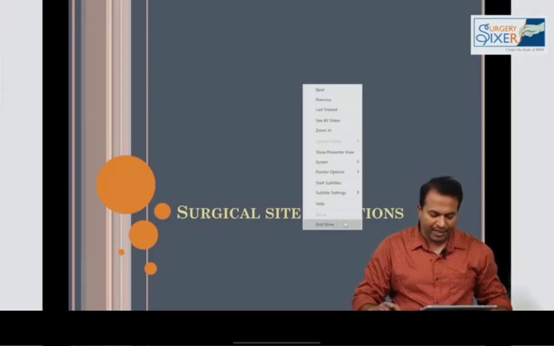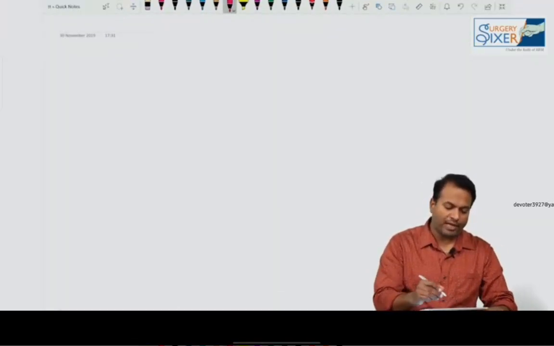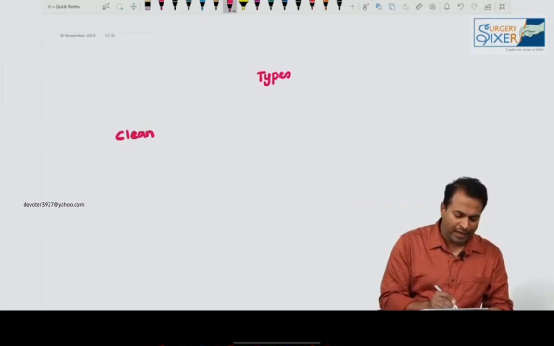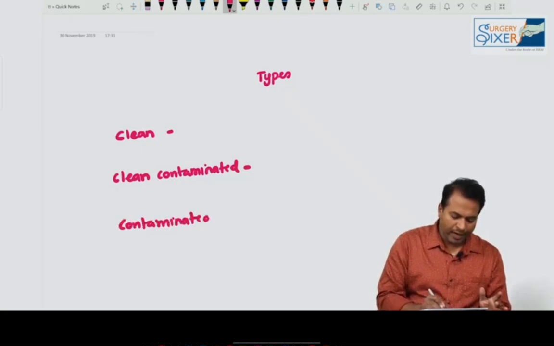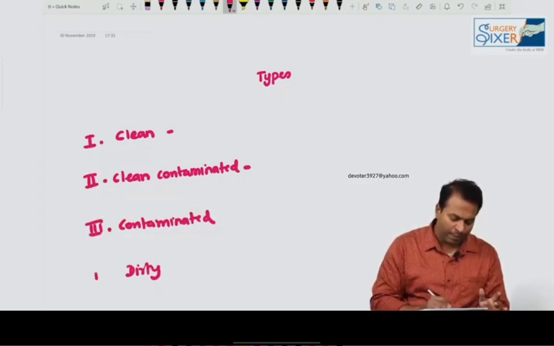To understand surgical site infection, you should first of all know what the types of wound are. There are totally 4 types of wound. Wound type 1 is clean wound, then clean contaminated wound, then contaminated wound, and the last one is dirty wound.